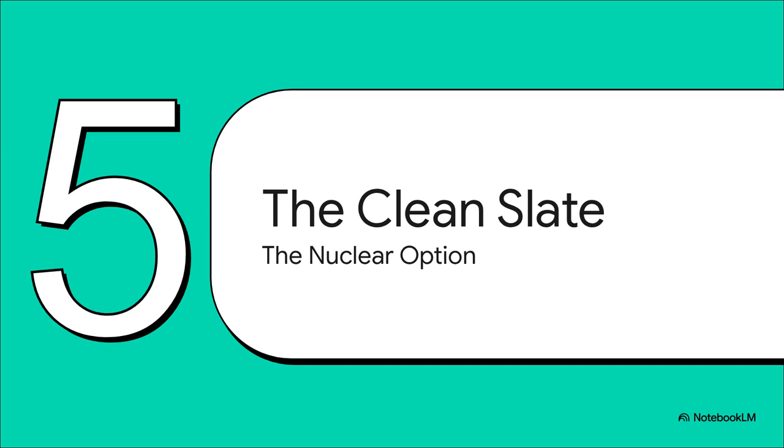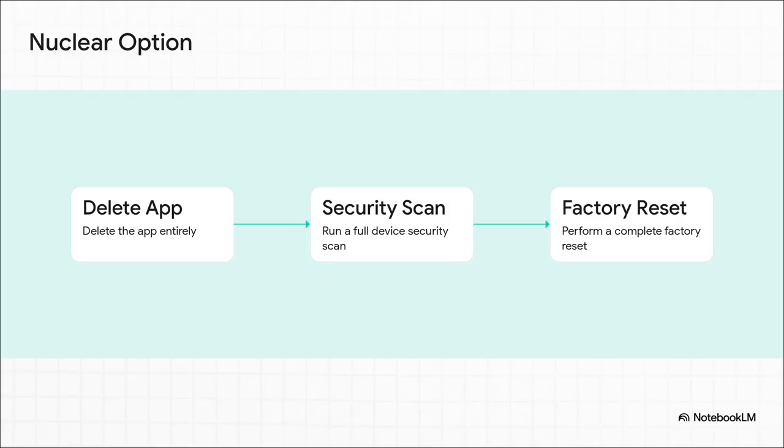And finally, the resolution phase, the clean slate, the nuclear option. Look, if you actually catch an app crossing the line during this audit, just changing the permission isn't enough. Nuke it. Delete the app entirely. But don't stop there. We need to escalate. Run a full device security scan to sweep for any malicious leftovers. And if you feel like the device is deeply compromised, you jump straight to step 3, the factory reset.